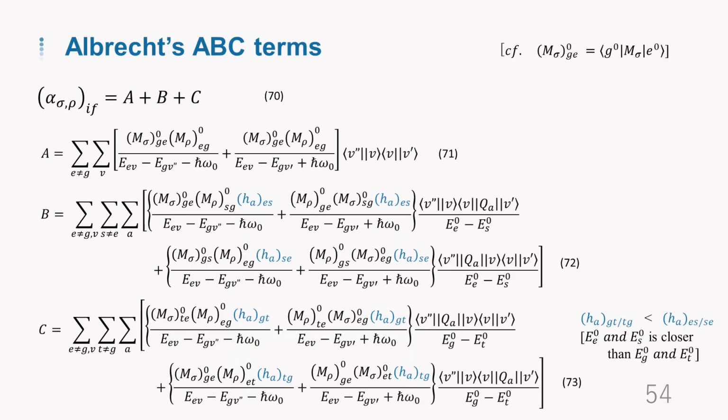Then I only show the result. Based on this consideration, we can show that the Raman tensor can be separated, classified into three groups, A, B, C. This is the so-called Albrecht's ABC terms.